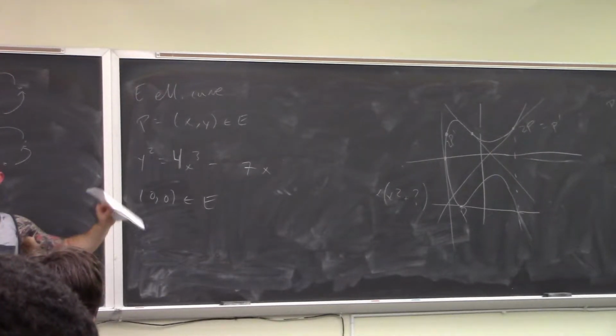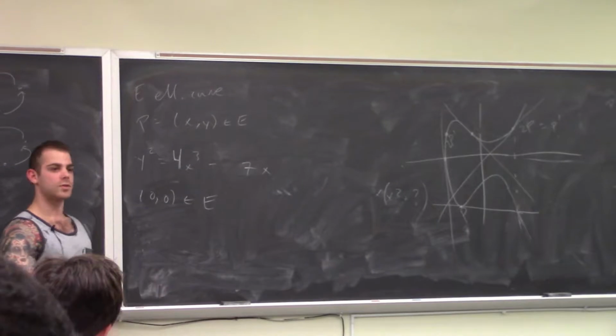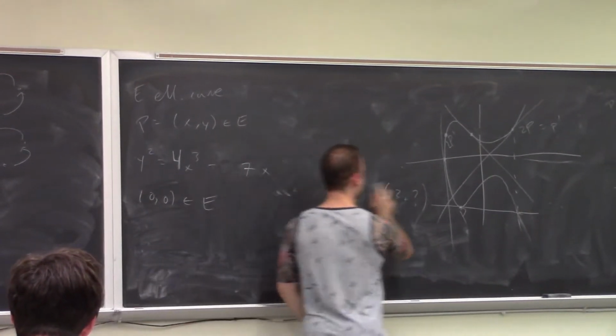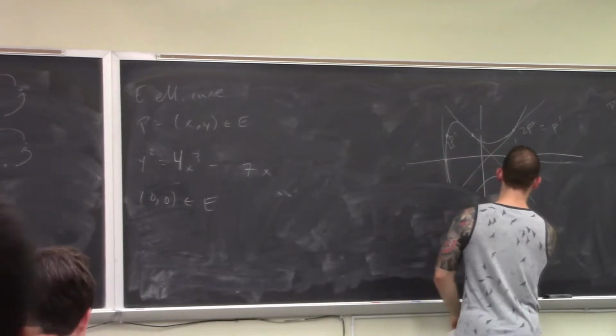5,000. Yeah, you see, I have absolutely no idea. This is just some random elliptic curve. Right? Wonderful. Yeah, the answer is, I have no idea.